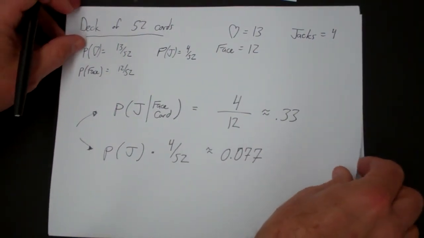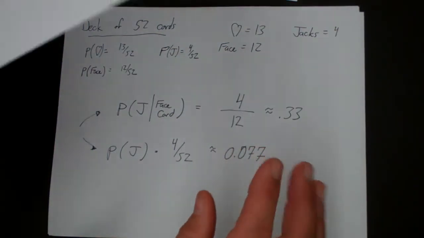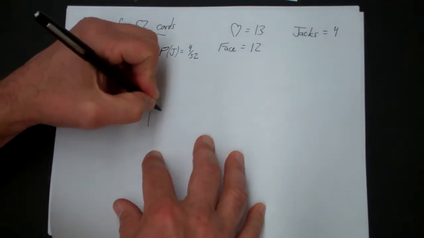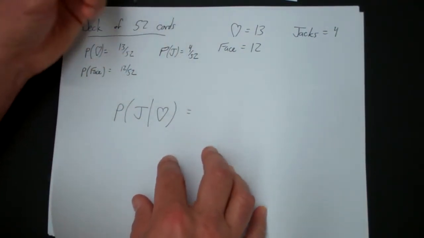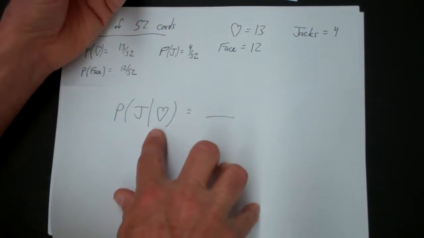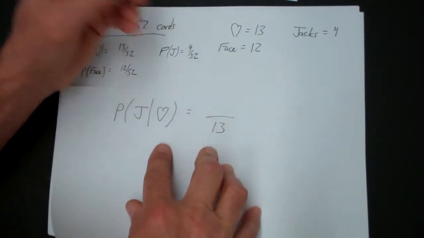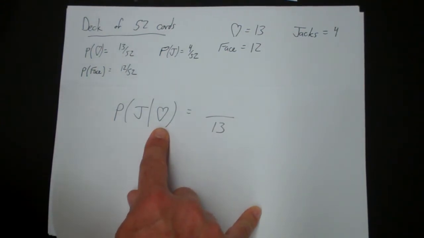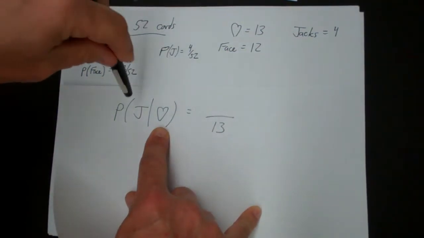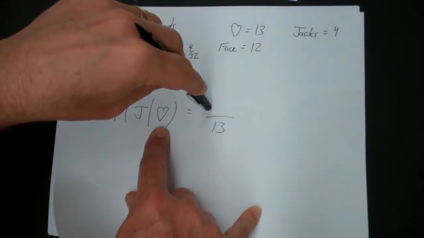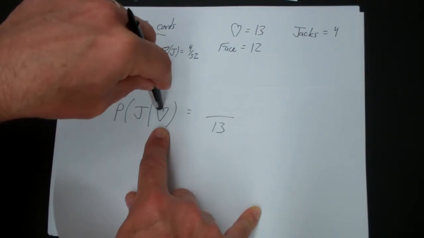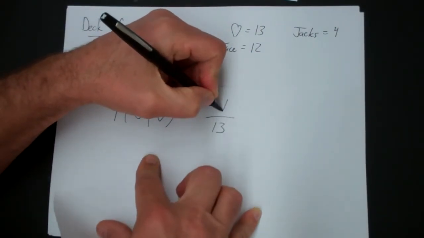Let's do another example here. In this case, let's look at what's the probability that it's a jack given that you know it's a heart. Well, in this case, the denominator is how many hearts there are. There's 13 hearts, right? Because same game, I pull a single card out. I say, I guarantee that this is a heart. What's the probability it's a jack? Well, you have to think about how many jacks there are in the set of hearts. And there's only one, so it's 1 out of 13.